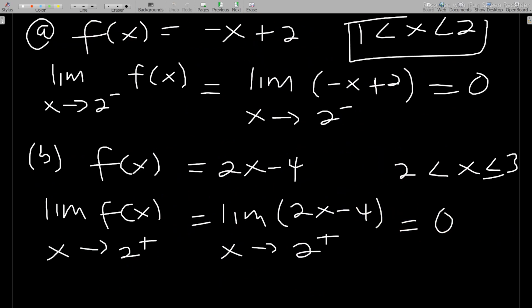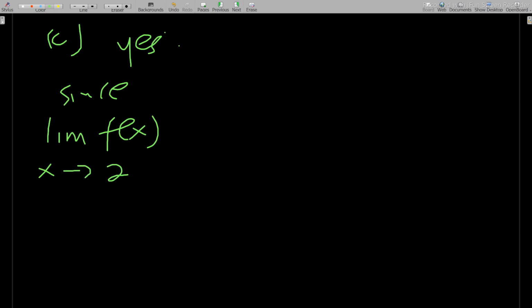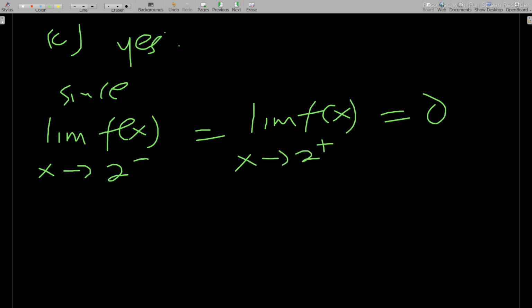Okay, so the C part, you just said it exists. Yes. So does it exist? Yes, since the limit of f of x as x approaches 2 minus is the same as the limit of f of x as x approaches 2 plus, and they are equal to 0. They exist and they are equal to 0. That is what we mean by does the limit exist.